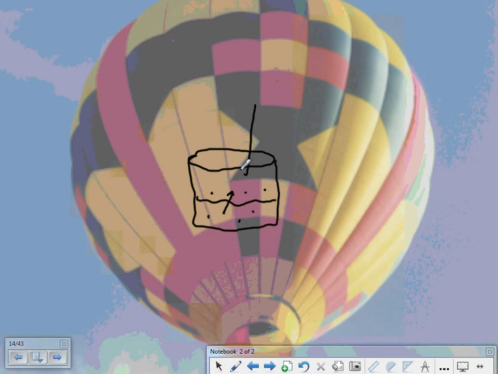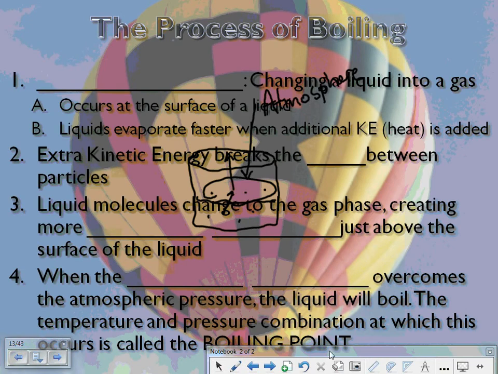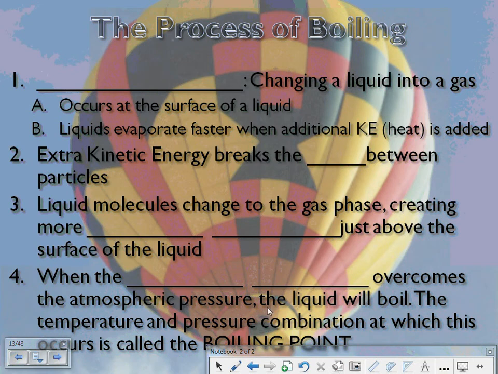But something else is pushing them down, and it's the atmospheric pressure. You see, there's air pressure around this container, and it's going to push down on the vapor that's being generated in the liquid. As we form more of these particles, they can push harder. And once these two pressures are equal, then the water will boil. So we have to heat it up enough so that the vapor pressure is equal to or greater than atmospheric pressure, and that's when the liquid will boil.